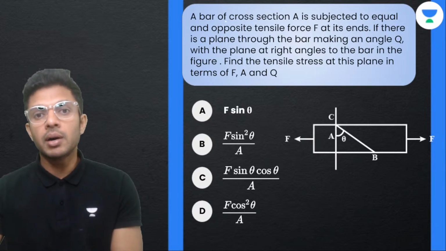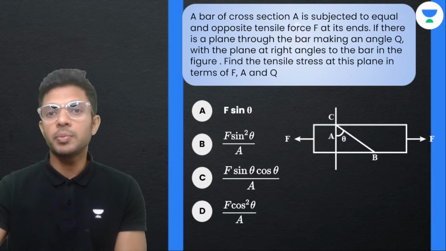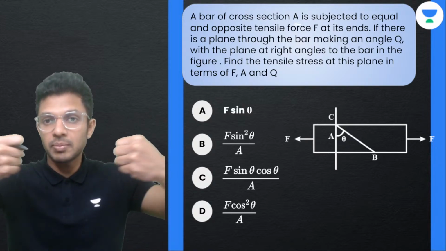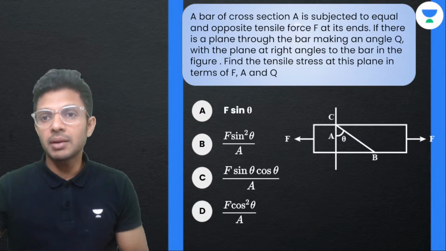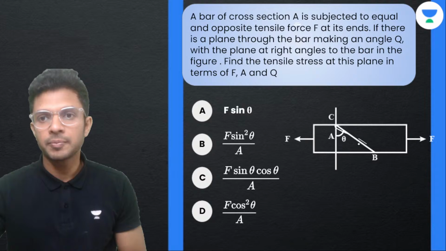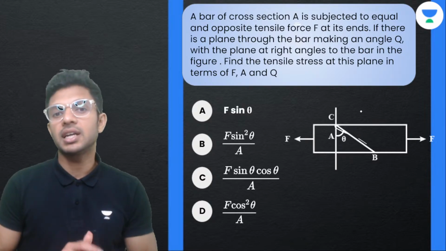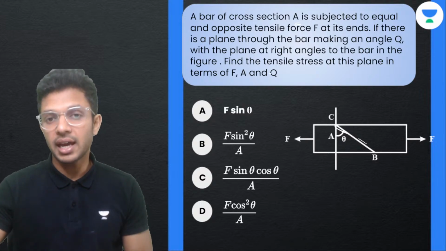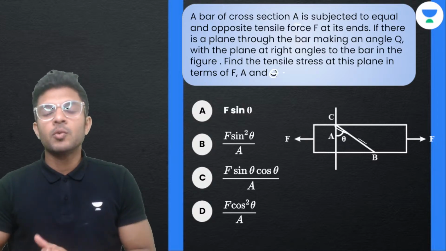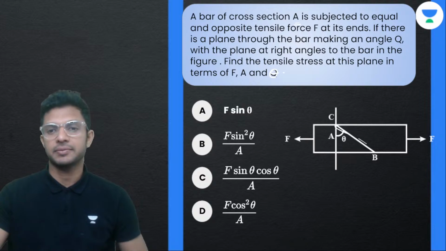Now a bar of cross section A is subjected to equal and opposite forces at its end. Can you see that? On the bar, equal and opposite force capital F is being applied. If there is a plane through the bar making an angle theta, can you see this plane CB? That is in the figure. Find the tensile stress on that particular plane in terms of F, A and theta. What we need to find out is the stress acting on this inclined plane.